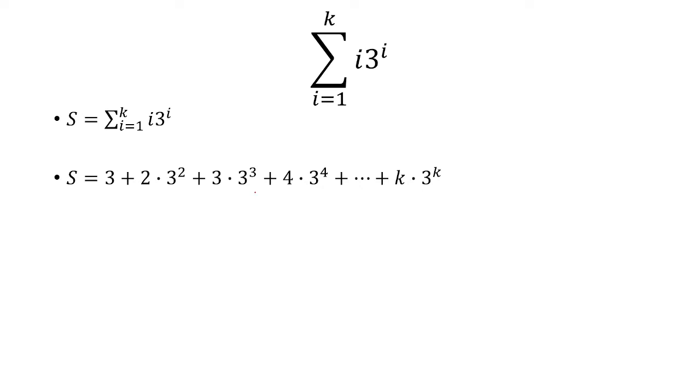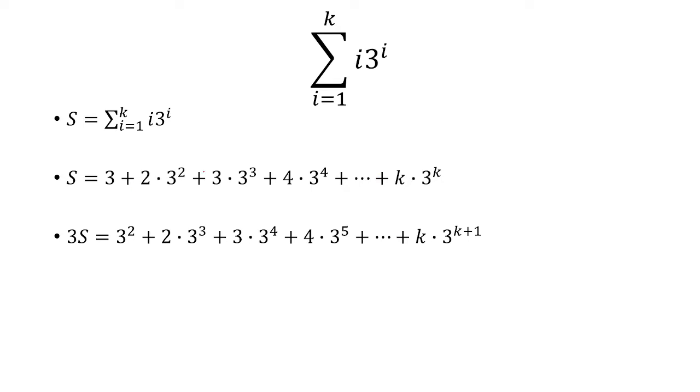And the way we're going to do that is by multiplying this by 3, or both sides by 3, to get 3 squared plus 2 times 3 cubed plus 3 times 3 to the fourth, all the way up to k times 3 to the k plus 1. And now I want to focus on this. So the second term with the first term, third term with the second, fourth with the third, etc.